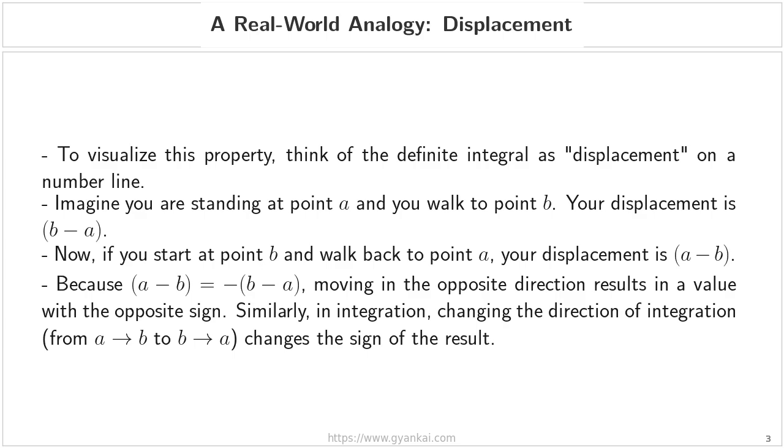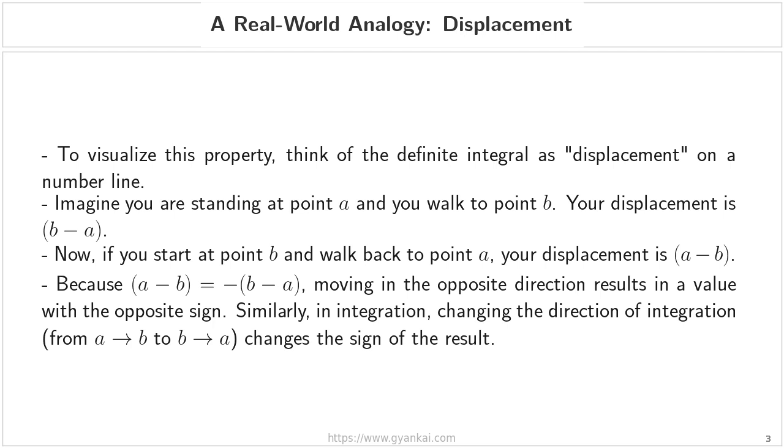And here's the key connection. Because a minus b equals the negative of b minus a, moving in the opposite direction results in a value with the opposite sign. Mathematically, we know that subtracting in a different order changes the sign. If you move from A to B, you get a positive displacement. If you move from B to A, you get a negative displacement. You're moving in the opposite direction.